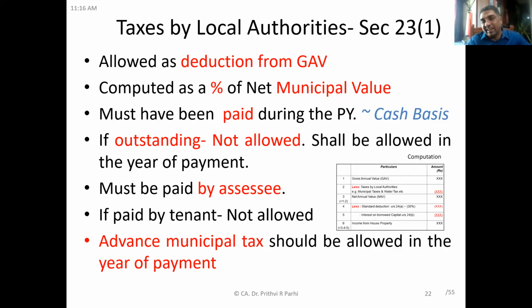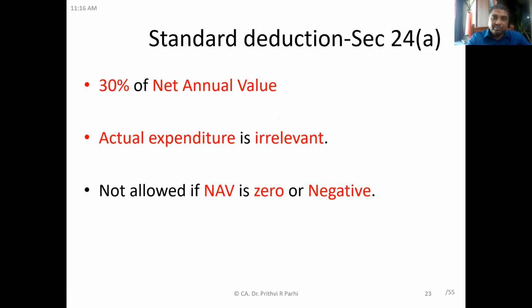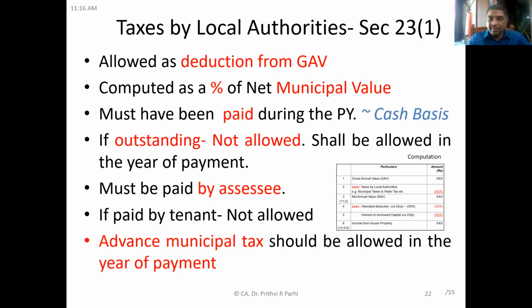These are allowed in order to convert gross annual value to net annual value. If you remember this slide which I had shown you earlier, gross annual value less taxes by municipal authority, this is how it will be computed, and this condition has to be taken care of. So we have seen gross annual value, then taxes by local authorities, and you are getting net annual value.